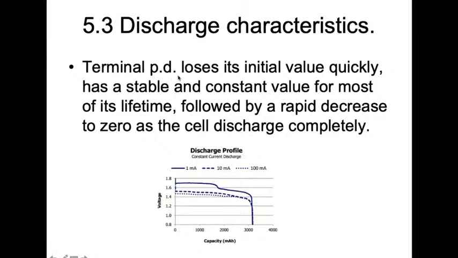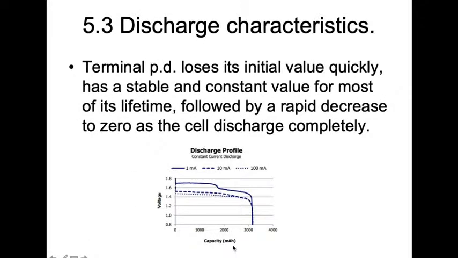So it'll lose its initial value, which is quite high, very quickly, and then it will have a stable and constant value for the majority of its lifetime, which is good. That's what we want batteries to be, right? Nice and constant, nice and even keeled until they are at the end of their life, and we have a rapid decrease to zero, and it discharges completely. We'll have no more electrochemical reaction occurring inside of this battery or this cell.